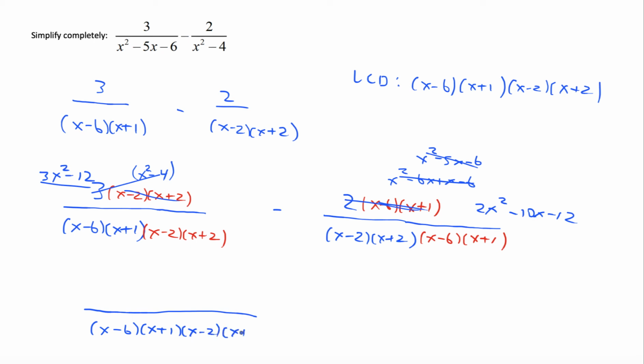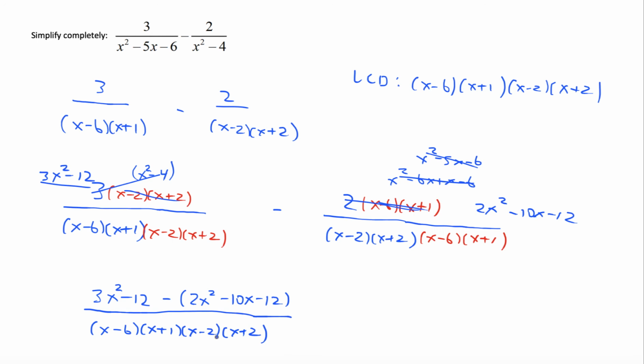And what do we get in the numerator though? The numerator now, we can combine these. Remember, these have the same denominator. So now we just combine the numerator. So we did clean it up first. So we have 3x squared minus 12 minus whatever this guy is. Here you gotta be careful. We are subtracting all of these guys. So it's minus, in parentheses, 2x squared minus 10x minus 12.